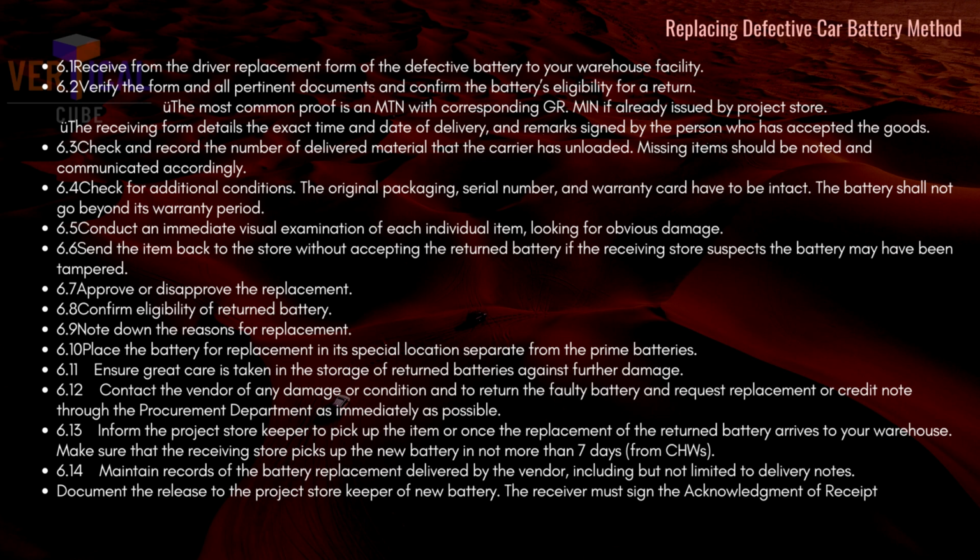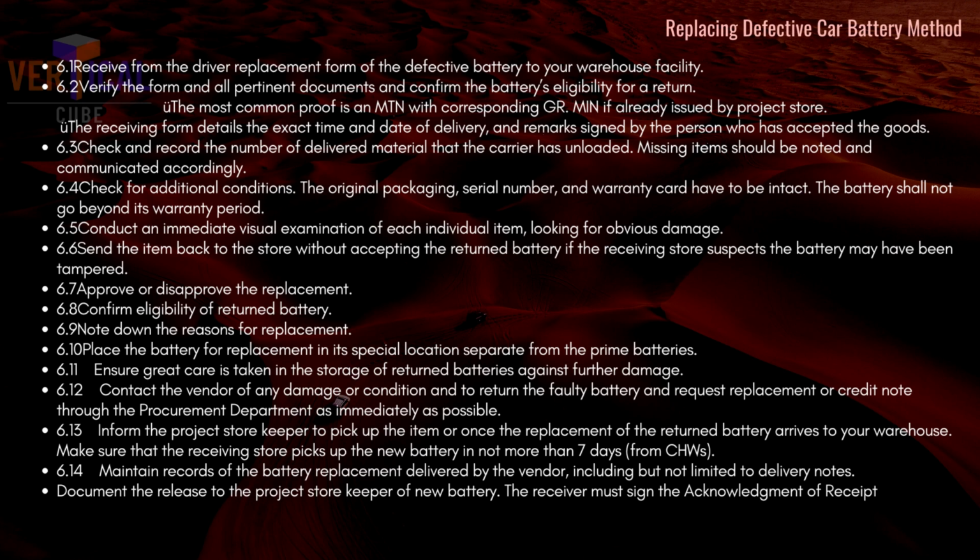The receiving form details the exact time and date of delivery, and remarks signed by the person who has accepted the goods. 6.3 Check and record the number of delivered material that the carrier has unloaded. Missing items should be noted and communicated accordingly. 6.4 Check for additional conditions. The original packaging, serial number, and warranty card have to be intact. The battery shall not go beyond its warranty period.